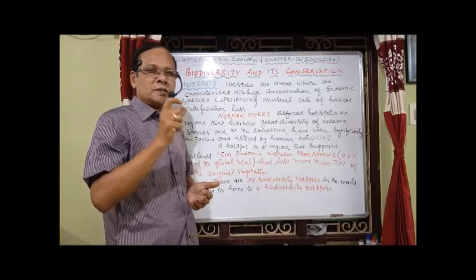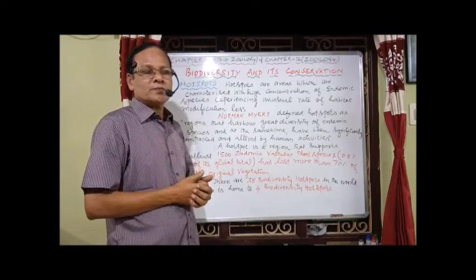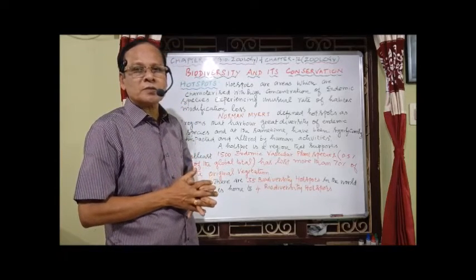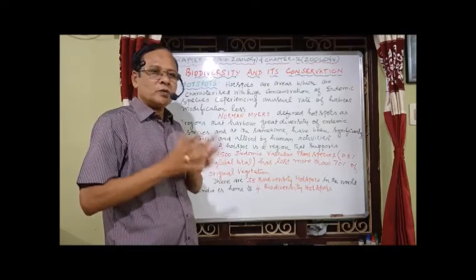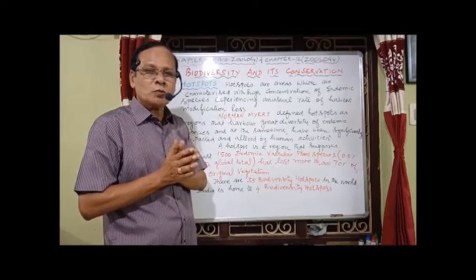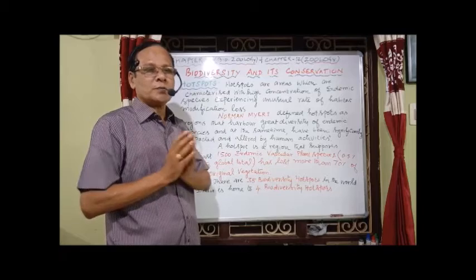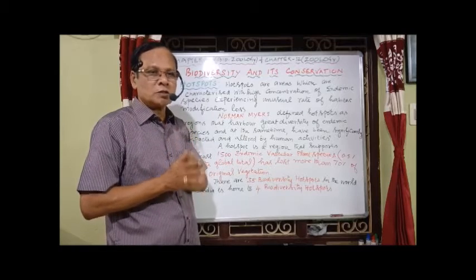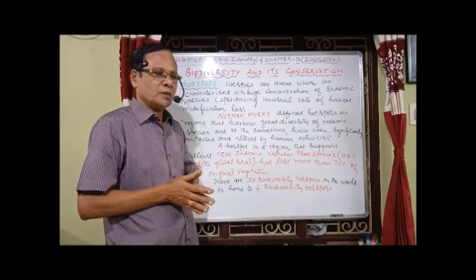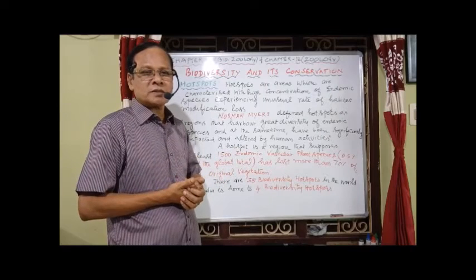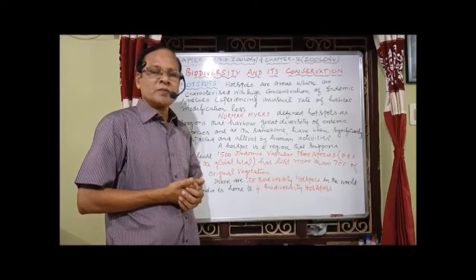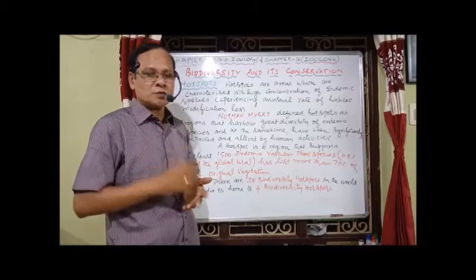If we consider the number of hotspots in the world, there are about 35 hotspots. But India is home to only 4 hotspots. We have, for example, Himalayas, Western Ghats, Indo-Burma and Sundaland. These are the 4 hotspots.